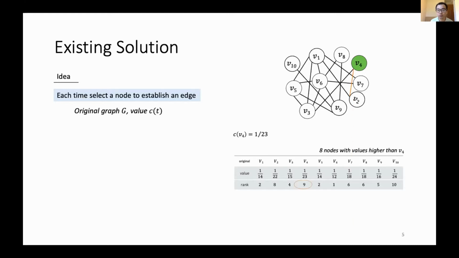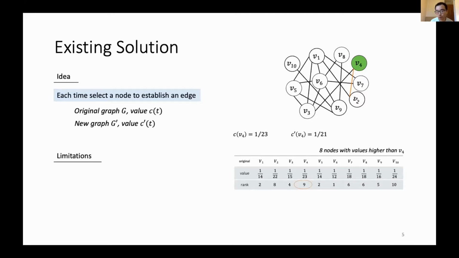Now, if we insert an edge in the graph, we obtain a new graph. And on this new graph, we can still compute the centrality value of V4, which is 1 over 21. As you see, the centrality value of the target node has been improved.